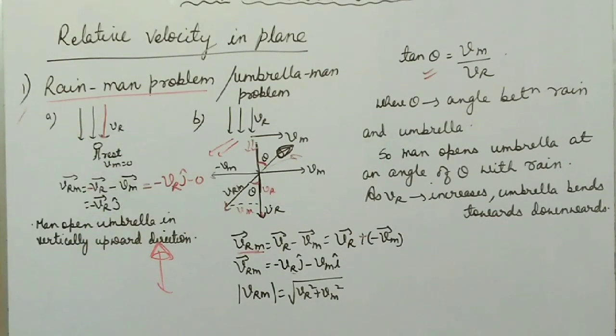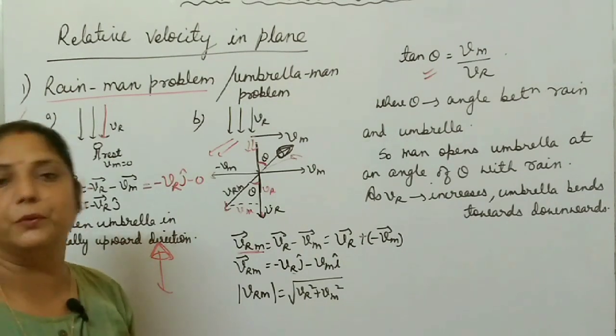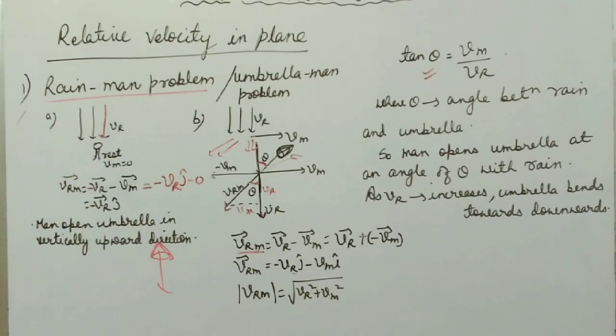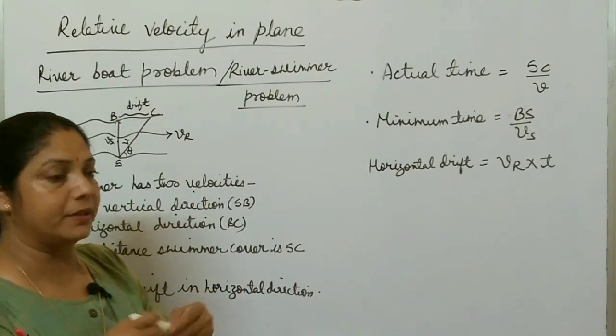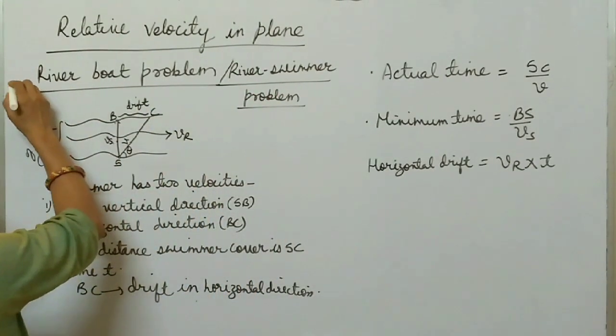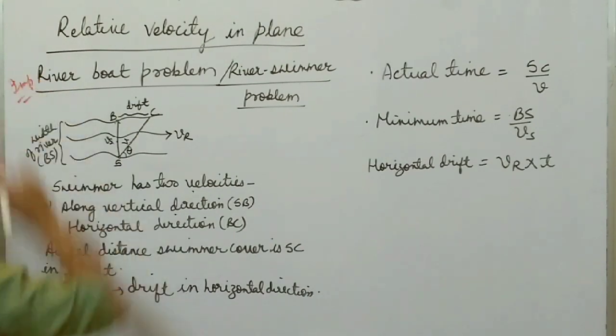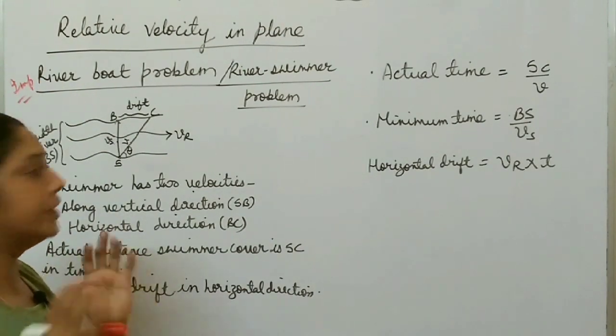Now another example of relative velocity in a plane is the river-boat problem. I will solve one example for that also. Take a screenshot. Now, river-boat problem, river-swimmer problem. One question also comes from this. It's a very important topic, right? This is also the case of relative velocity in two dimensions.